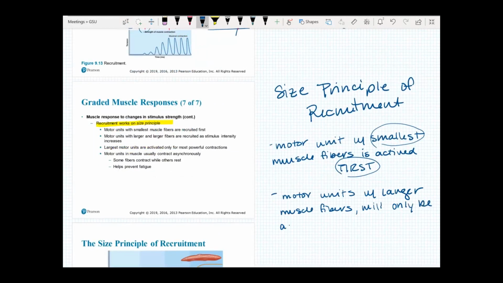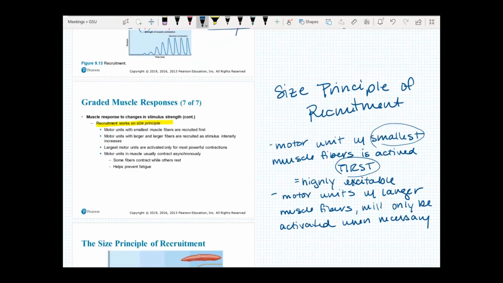So they're going to take a lot of stimulus to be able to be activated. So the way this actually is going to work is because the smallest is activated first. These are going to be highly excitable. It doesn't take a lot to get them excited. They're small, but they're mighty.